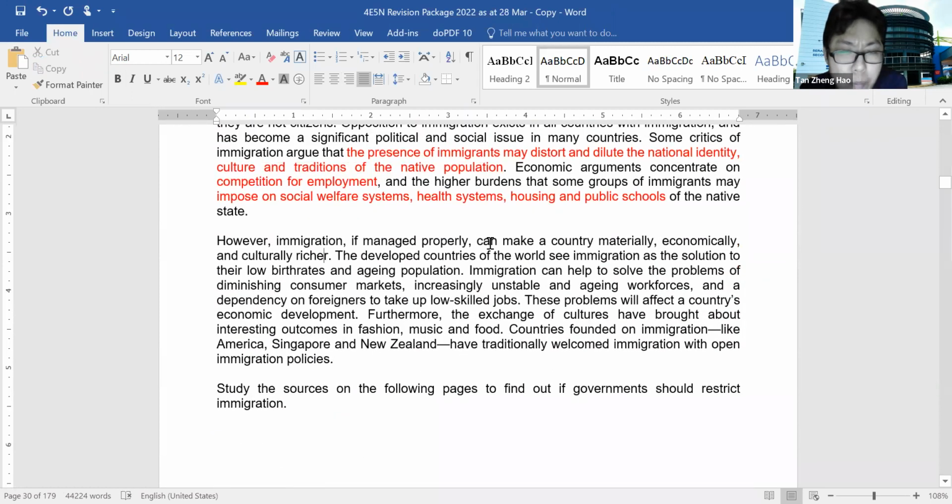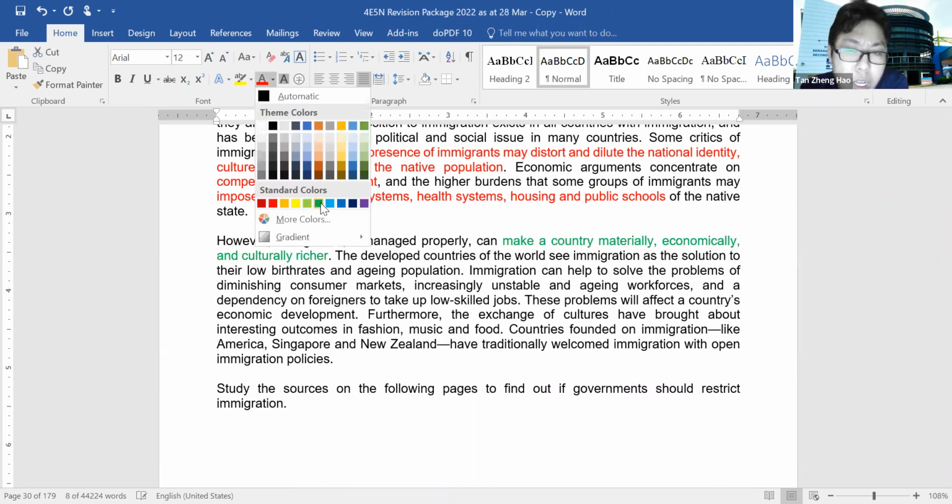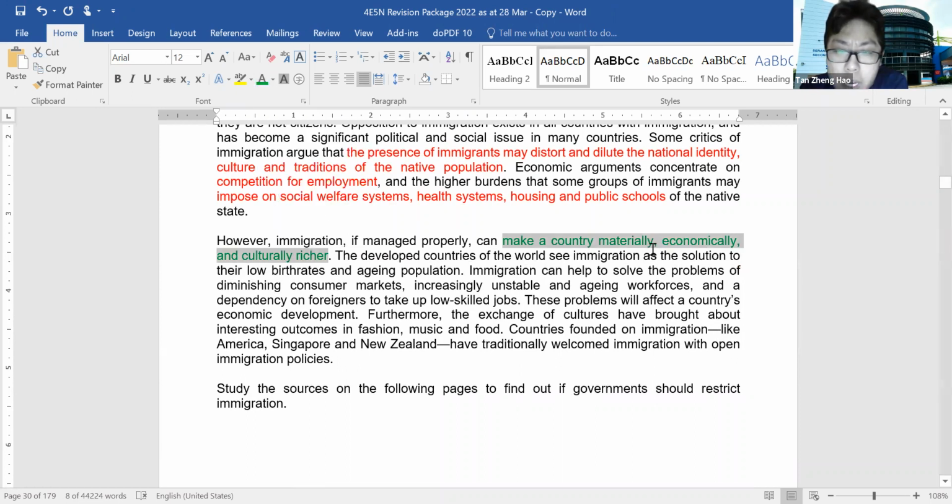However, immigration, if managed properly, can make a country materially, economically, and culturally richer. So let's change to green. So immigration can make a country richer, including richer in culture as well as the economy. The developed countries of the world see immigration as the solution to low birth rate and aging population. So they are saying the immigrants may come in, and because maybe people in, say, Singapore are not having enough kids, the immigrants can come in and sort of top up our young population.